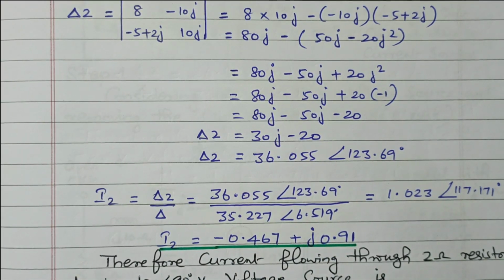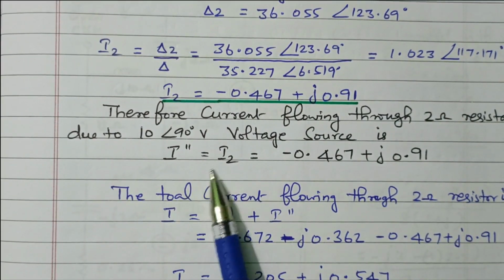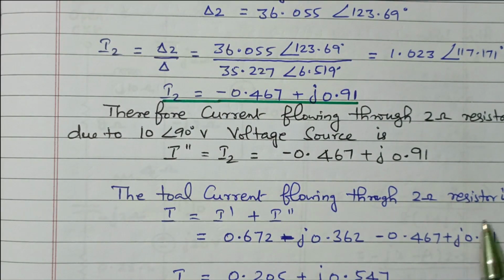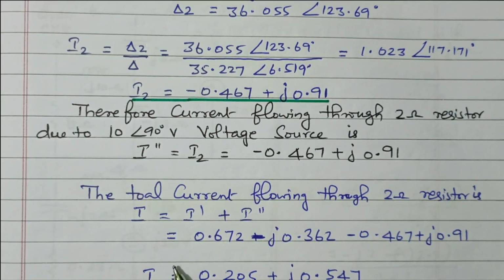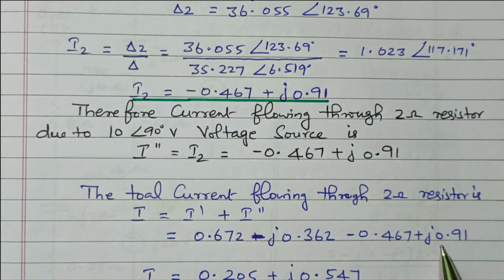right? So that is in rectangular form. Again it is converted into rectangular form. I2 equal to I2 double dash. So the total current flowing through the 2 ohm resistor is I dash plus I double dash. I dash is already calculated in step 1: 0.672 minus j 0.362. I double dash is calculated here: minus 0.469 plus j 0.91. So by adding these two, 0.205 plus j 0.547 in rectangular form.